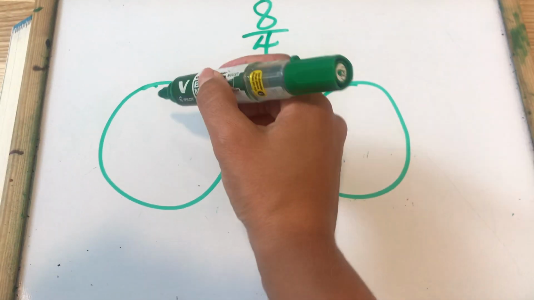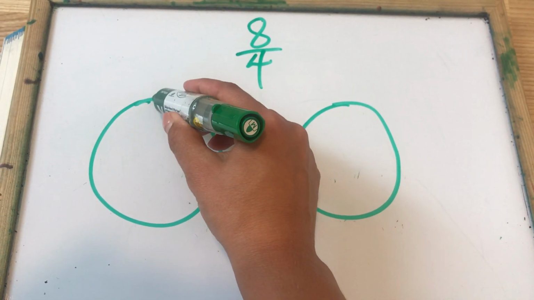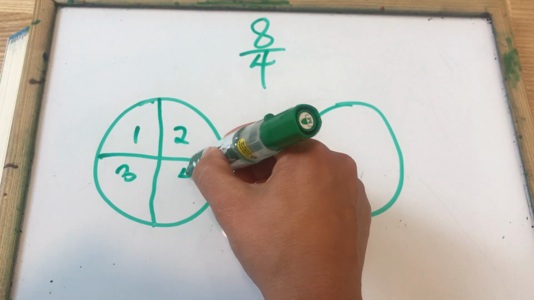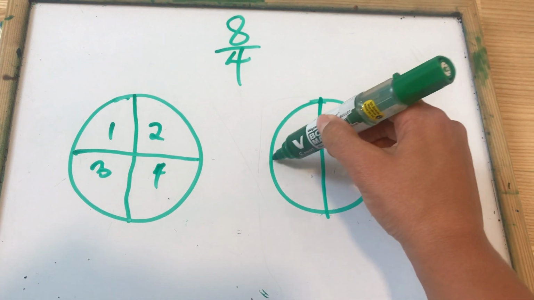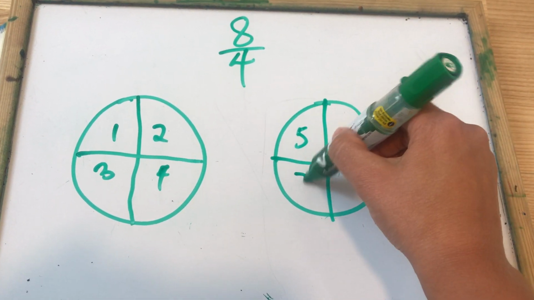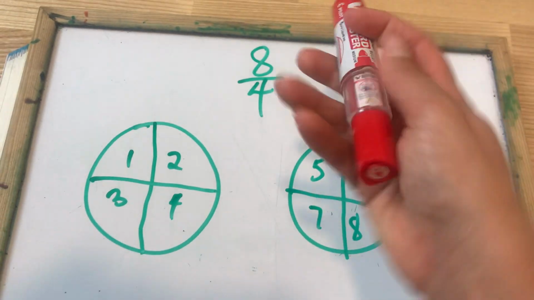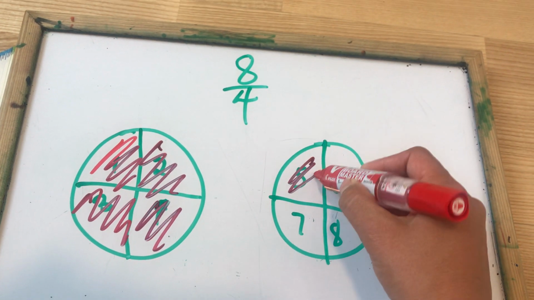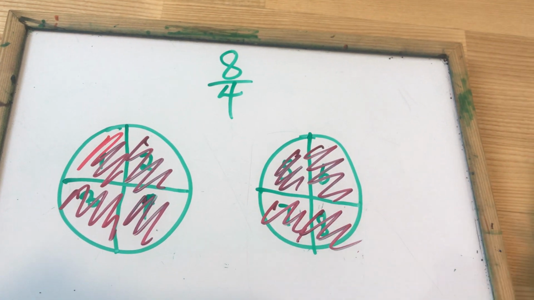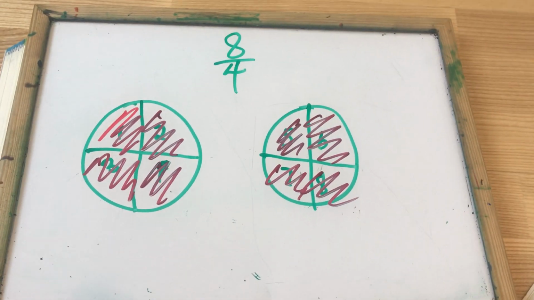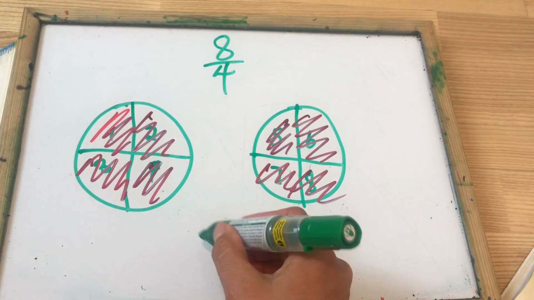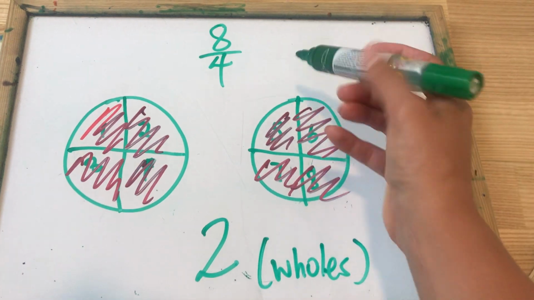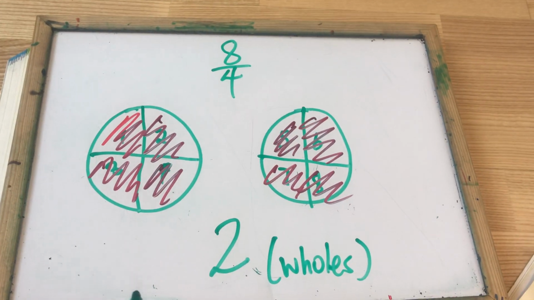Well, to figure that out, I can model it, okay? So 8/4. All right, I know I've got to do fourths. So fourths, I've got 1/4, 2/4, 3/4, 4/4, and then 5/4, 6/4, 7/4, 8/4. So if I wanted to show 8/4, 1, 2, 3, 4, 5, 6, 7, 8. Oh, look at that. I actually have two whole circles. So 8/4 is the same as 2 wholes. Okay? So remember, I can move from fractions to whole numbers pretty easily.